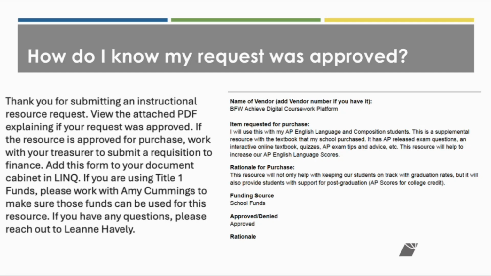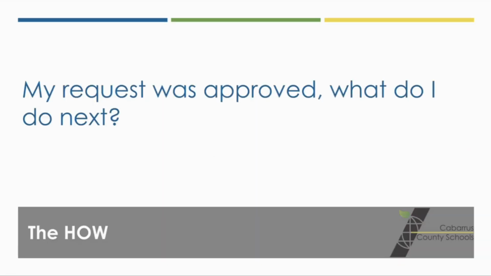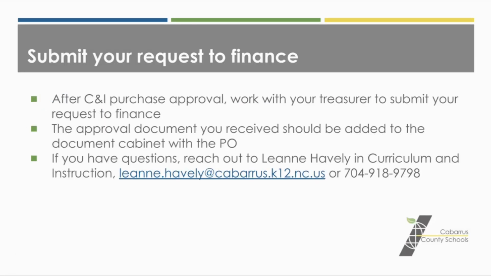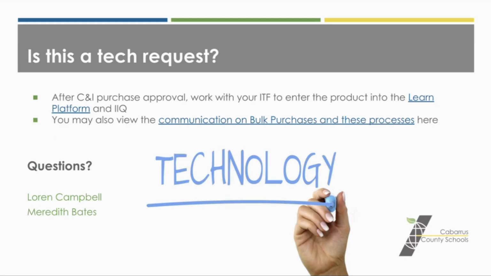If you are requesting to use Title I funds, please work with Amy Cummings to ensure those funds can be used for this resource. Once your request is approved, your next steps will be to work with your treasurer to submit the request to finance. The approval document you received should be added to the document cabinet with the purchase order. If you have questions, reach out to Leanne Havley in Curriculum and Instruction.